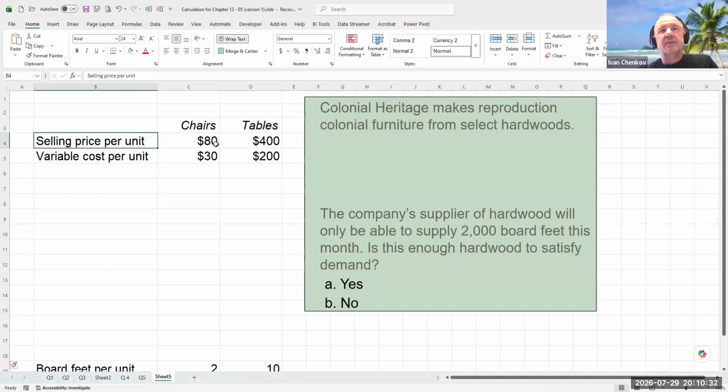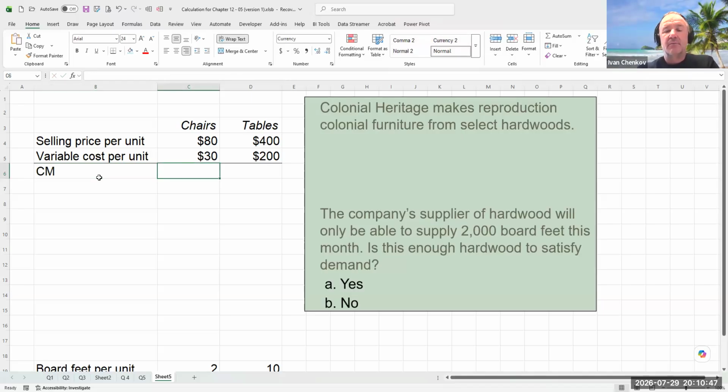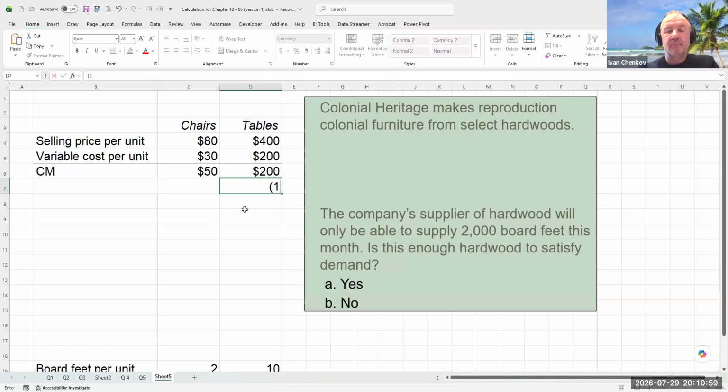Selling price is 80 for the chairs, 400 for the table. Variable cost, 30 for the chairs, 200 for the table. Let's see where we are on the contribution margin per unit in this case. We're going to have $50 here, and we're going to have 200 under the table. So our winning product at this point is clearly the table.